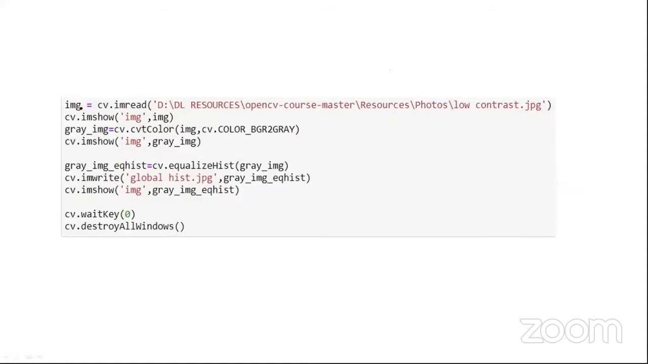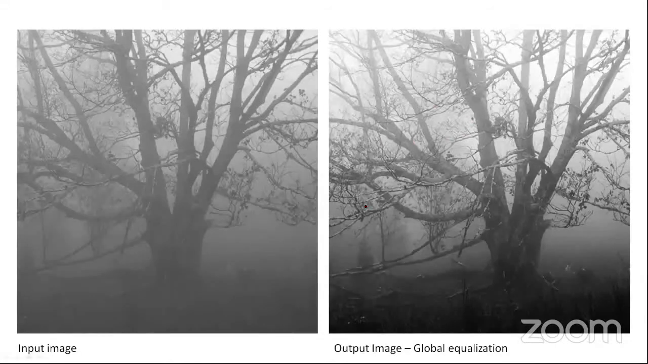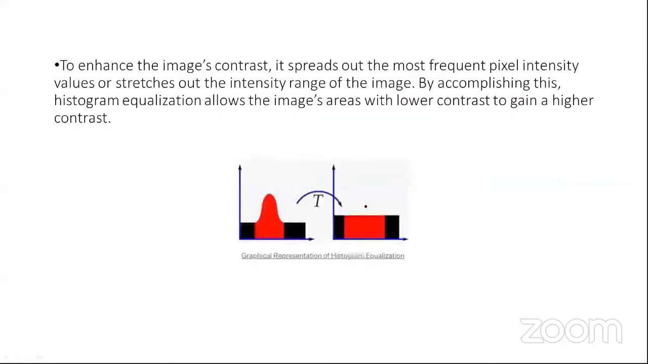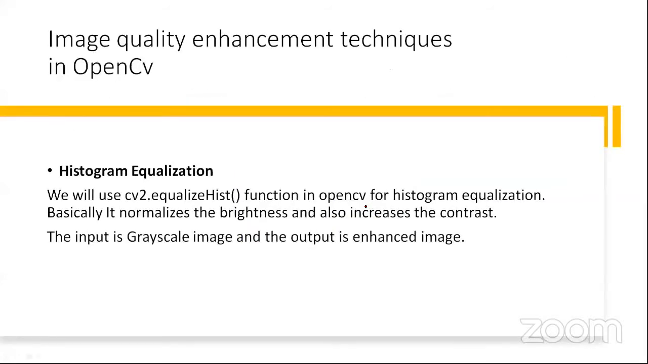Guys, see, everything is connected. We read the image using imread. We covered it. We use imshow to show the image. We covered it. We convert the image to grayscale. We also covered it, and then we equalize the histogram using cv.equalizeHist, and we output the image, and this is what the image looks like. We also call it global equalization.